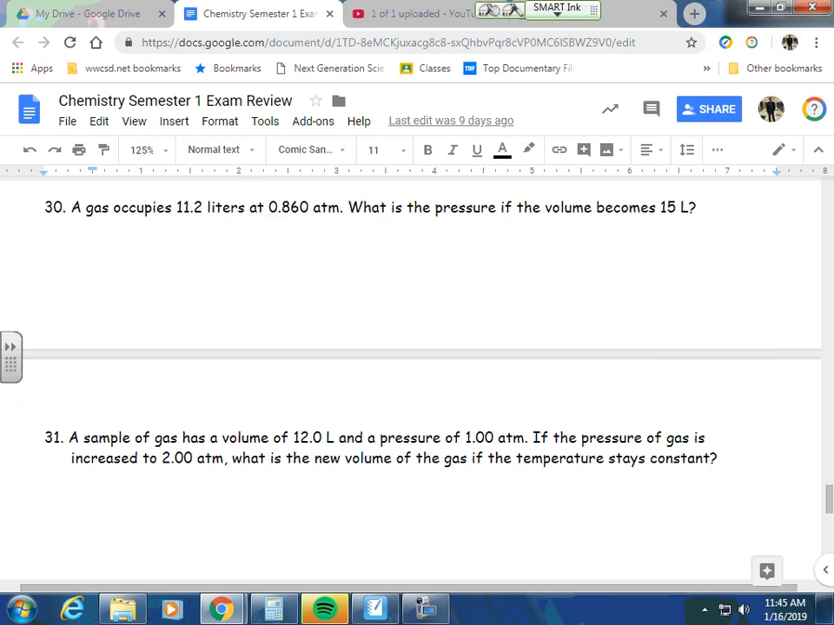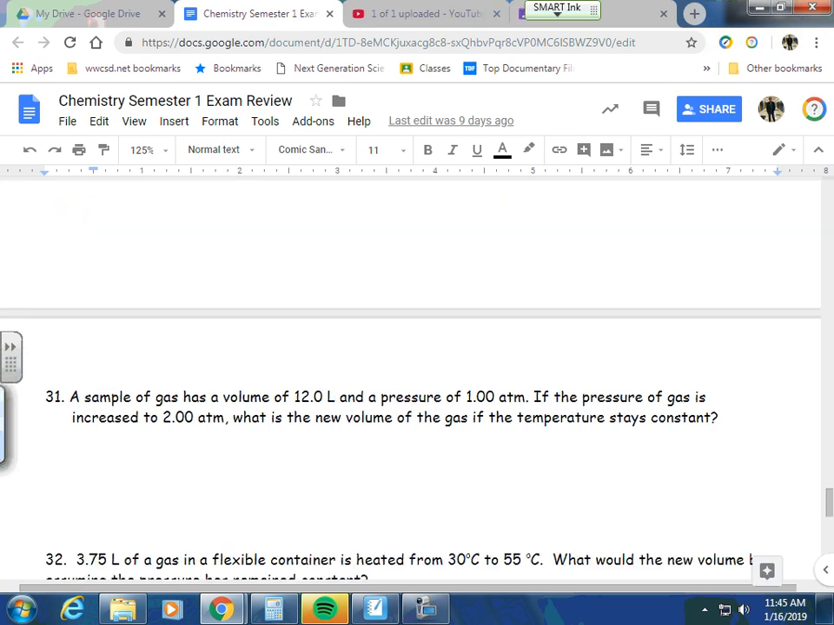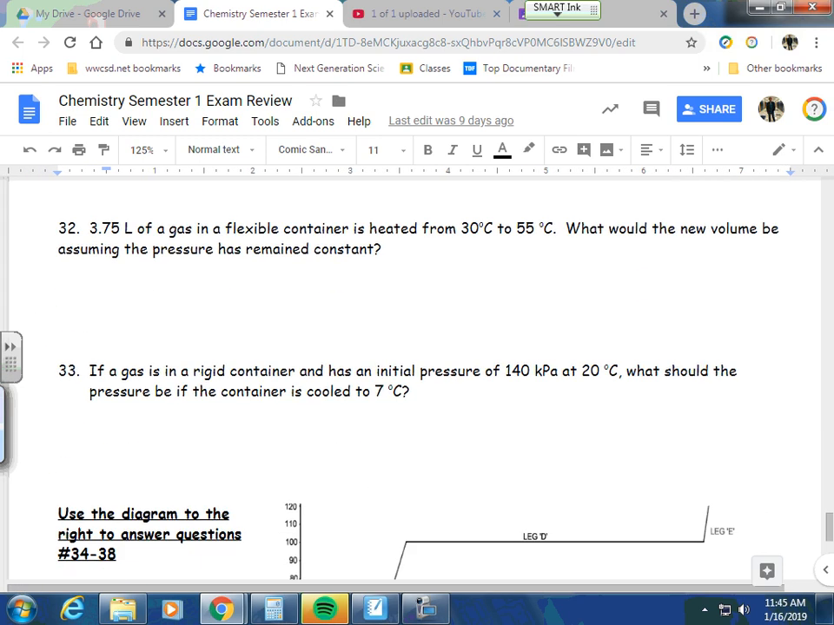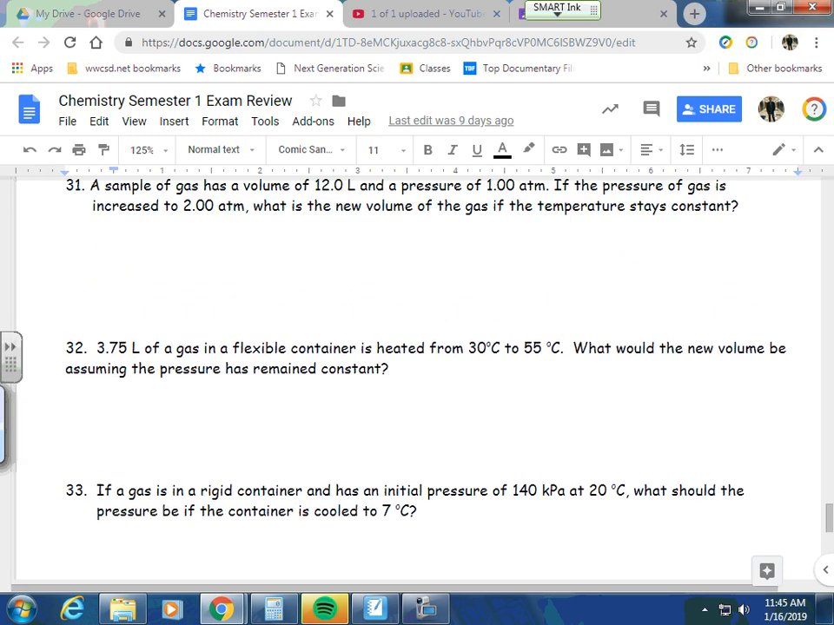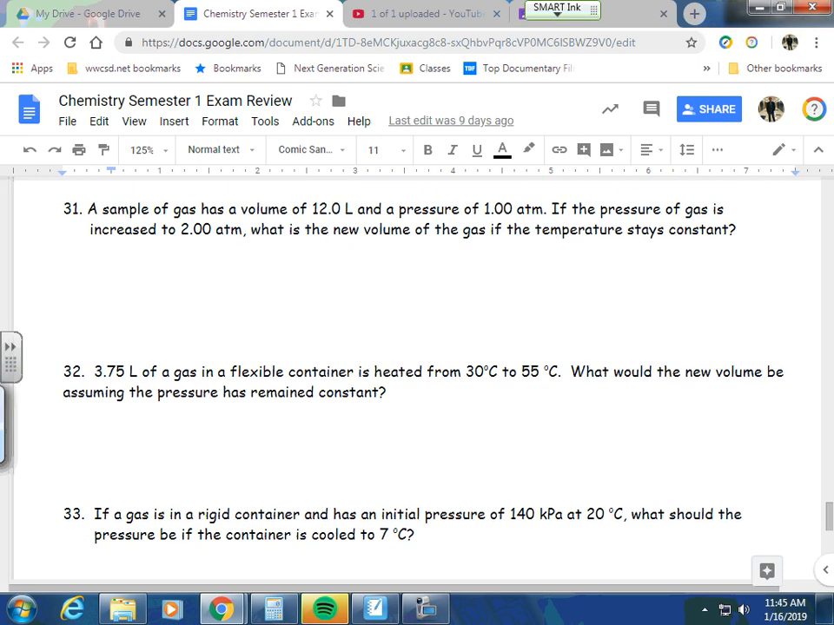All right, 31. Okay. So we have a sample of gas has a volume of 12 liters, a pressure of 1 atmosphere. If the pressure of gas is increased to 2 atmospheres, what is the new volume of the gas if the temperature stays constant? So temperature stays constant, and the amount of gas stays constant, so I can ignore those.